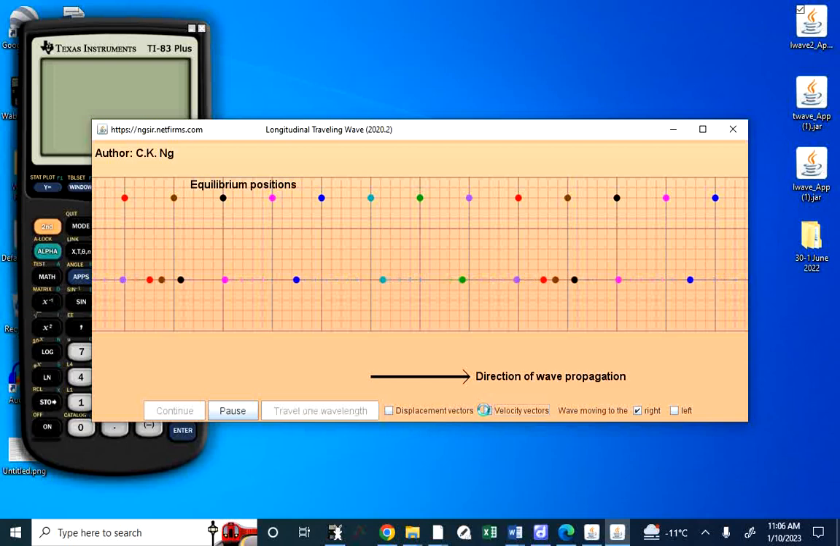But I'm just looking, I guess I don't have a way to increase the speed, which is too bad. But when you take a look at that grouping of dots, which is called a compression in this type of wave, it's moving left to right, but each dot itself is moving back and forth left to right. And this is what we call a longitudinal wave.